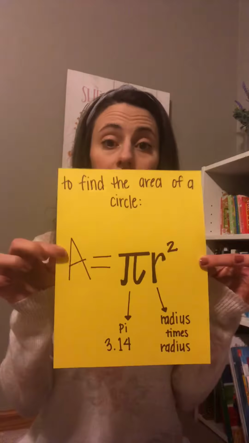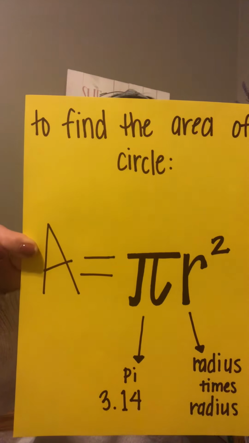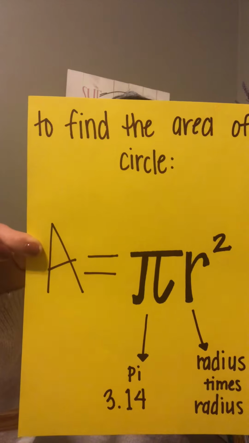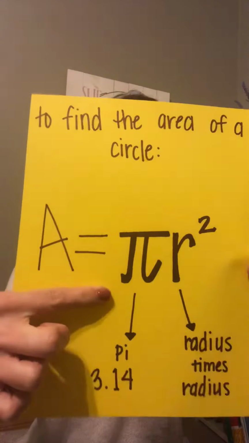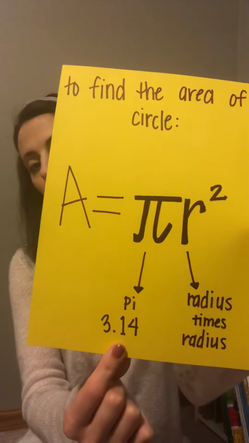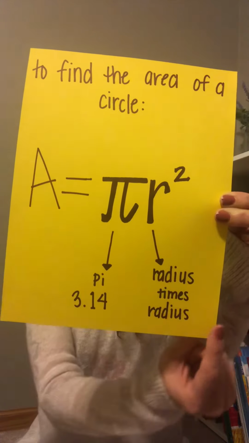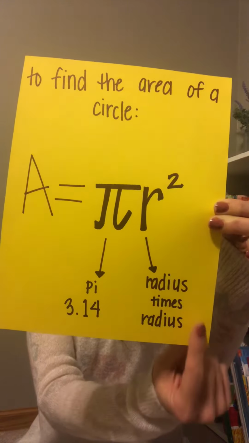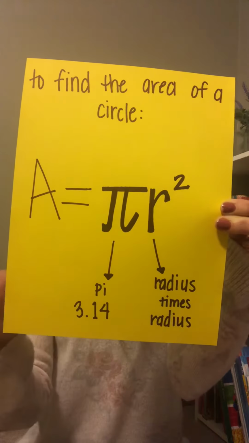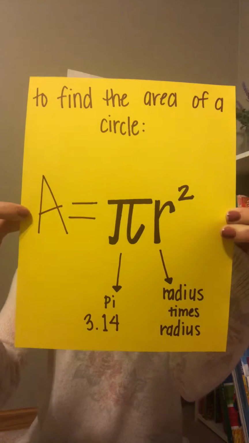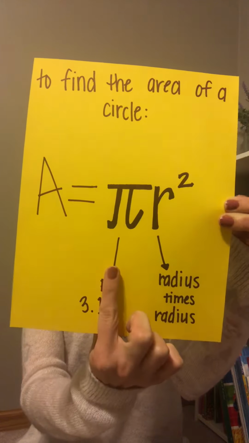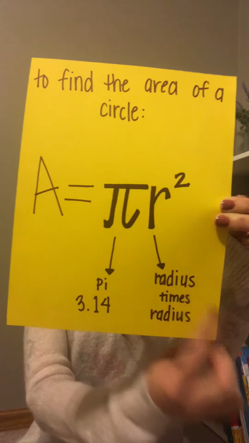Hi again, round 2. Now we're talking about finding the area of a circle. If you're looking for the area of a circle, you're going to take pi, which we use 3.14, and multiply it by the radius squared, which means the radius times the radius. So area equals pi times radius squared.